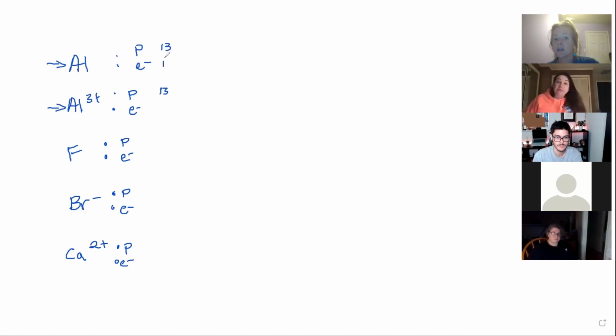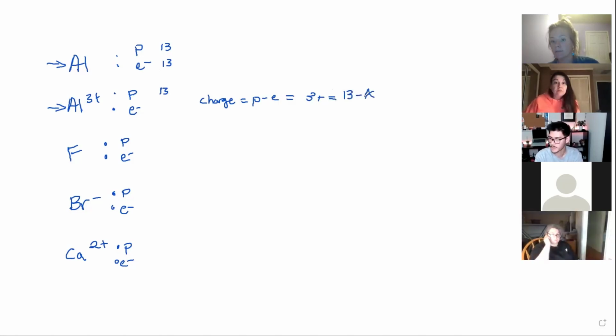It's real easy. These two things equal each other, right? In order to get charge neutral, your positive equals your negative. If we have a charge, then we're going to have a difference in the number of electrons. So my charge is always going to equal protons minus electrons. So the charge is a 3 plus. That is going to equal the number of protons, which is 13, minus some value x, right? The value x here being 10.